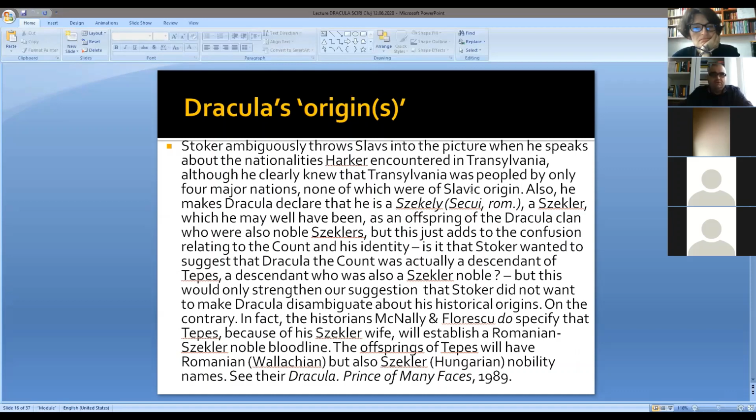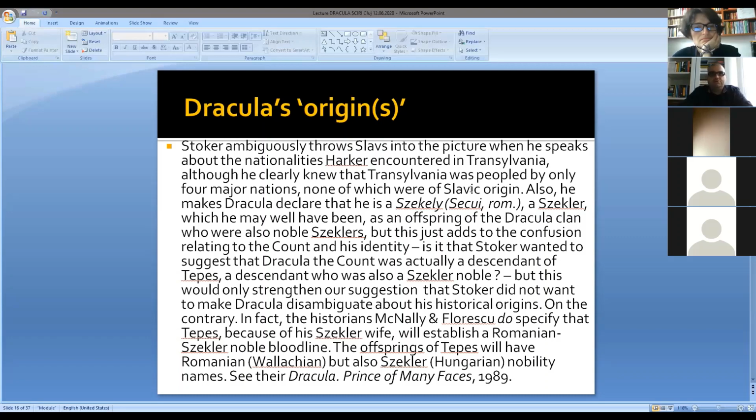In the novel Dracula, Stoker ambiguously throws Slav into the picture when he speaks about the nationalities Harker encounters in Transylvania during his trip. Although the author clearly knew that Transylvania was peopled by only 4 major nations, none of which were of Slavic origin.